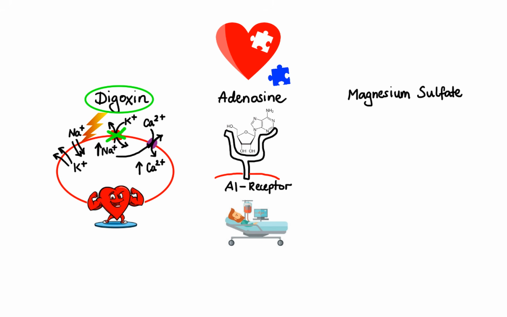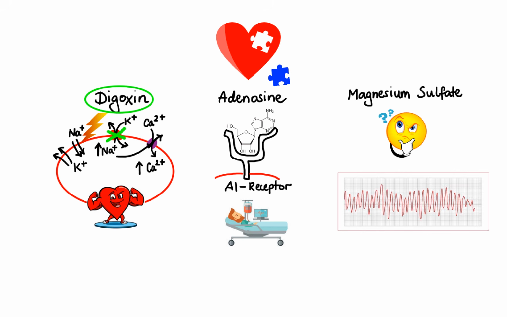Now finally, let's talk about our third agent, which is magnesium sulfate. Magnesium sulfate plays an important role in transport of sodium, potassium, and calcium across the cell membranes. Unfortunately, its precise mechanism of action for treating arrhythmias is largely unknown. However, what we know is that magnesium sulfate administered intravenously is very effective for treatment of torsades de pointes and digoxin-induced arrhythmias.